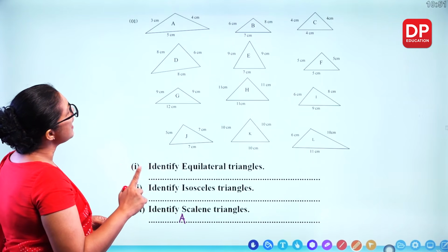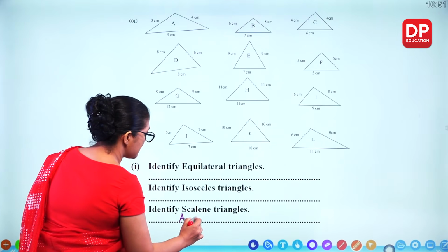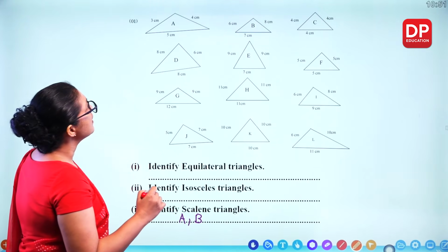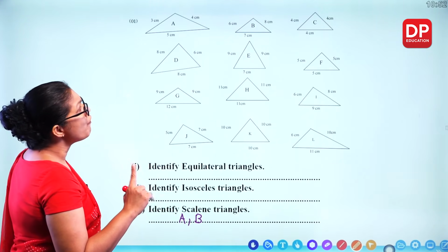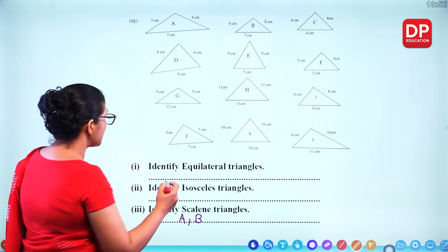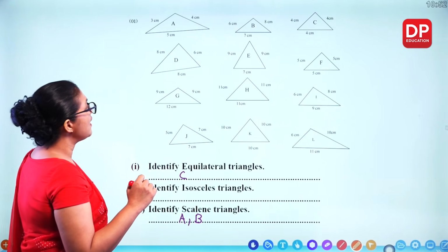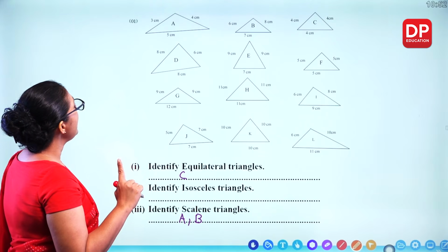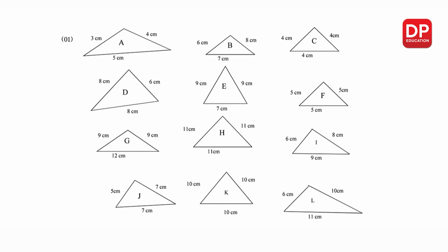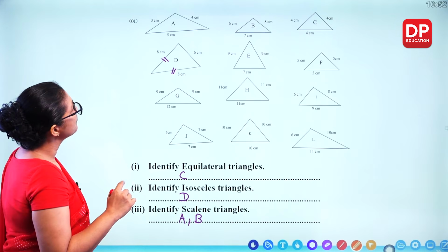B. 6, 8, 7. That's a scalene one. Not equal. 4, 4, 4. All sides are equal. That's an equilateral triangle. 8, 6, 8. Can you see? Two lengths are equal. That's an isosceles triangle.